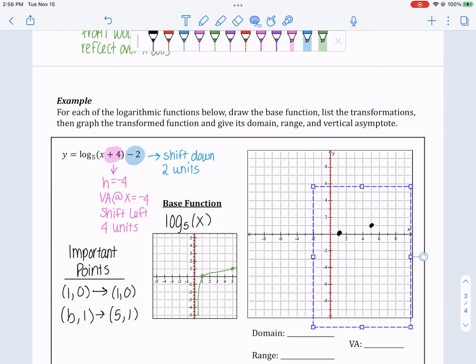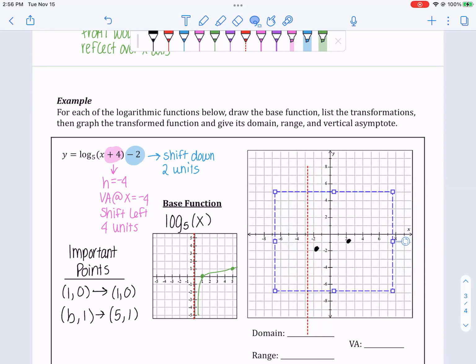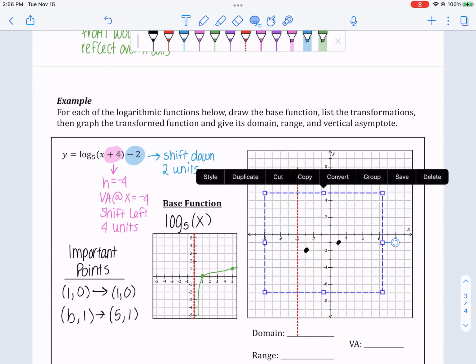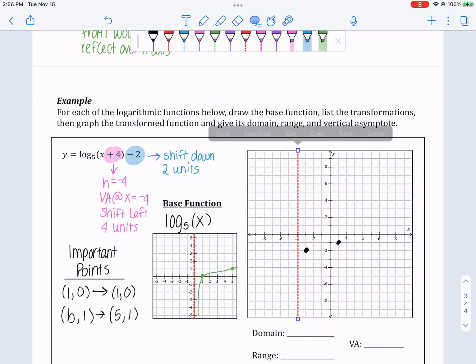All right. So here's my base function. Here's how it looks originally. I want to shift this whole thing down 2 units. So 1, 2, and then left 4 units. So I'm really focusing in my head. I'm looking at this point and I'm watching this point move. So 1, 2, 3, 4. And sure enough, we said that the vertical asymptote would be at x equals -4, and there it is. X equals -4.